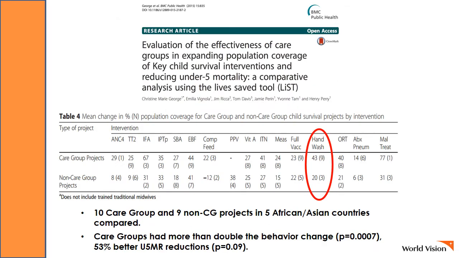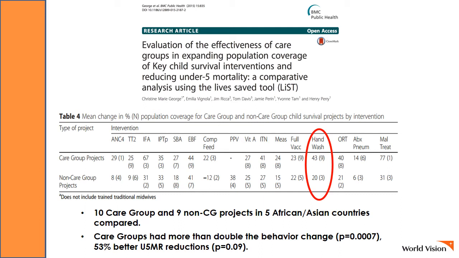One reason that we wanted to build a multi-sectoral model that could be scaled in World Vision and used particularly in WASH is that we know that the care group approach lowers child deaths better than other behavior change approaches. In this 2015 study that I co-authored with Johns Hopkins researchers, we compared the effectiveness of multiple care group projects in 5 African and Asian countries to other USAID-funded child survival projects that did not use care groups.